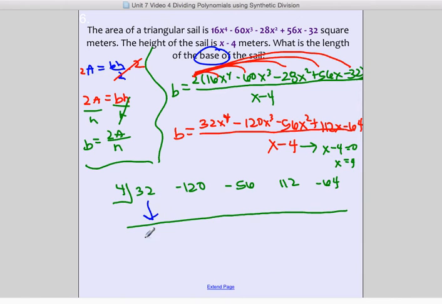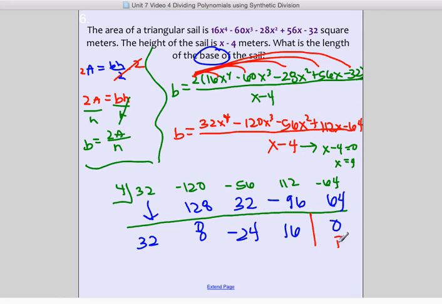Complete synthetic. So bring the first one down. 32. 4 times 32, 128. Add these together and I get 8. 4 times 8 is 32. Negative 56 plus 32 is negative 24. 4 times negative 24, negative 96. Add these two together and I get 16. 4 times 16 is 64. Add them together and I get 0.